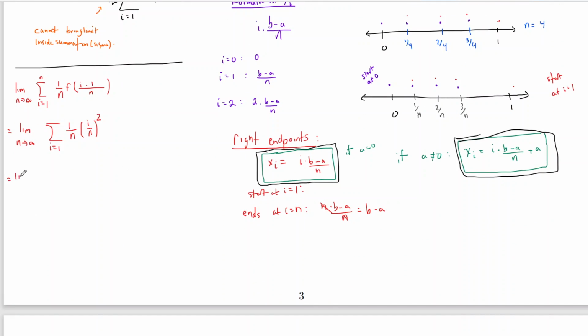And then we do the limit as n goes to infinity. Again, we haven't done any limits yet. i equals 1 to n. Forgot to write the n up there. If you square this out, we have 1 times i squared, which is i squared on the top, times n cubed on the bottom.